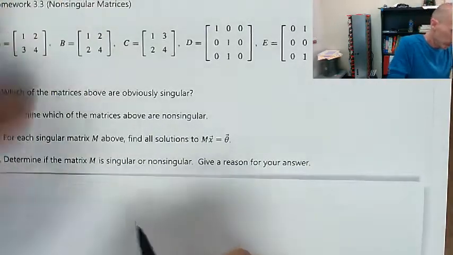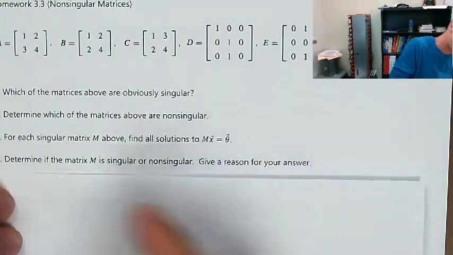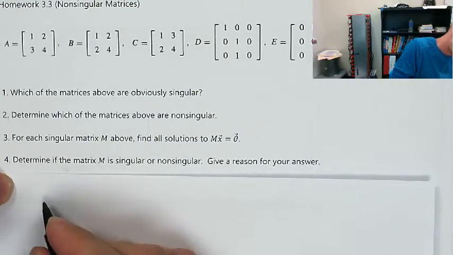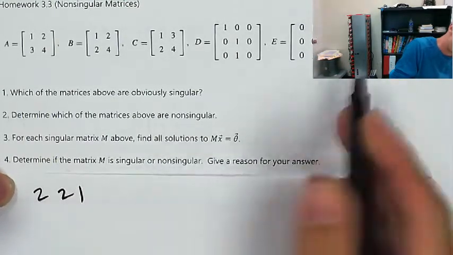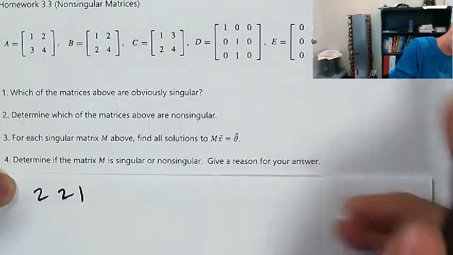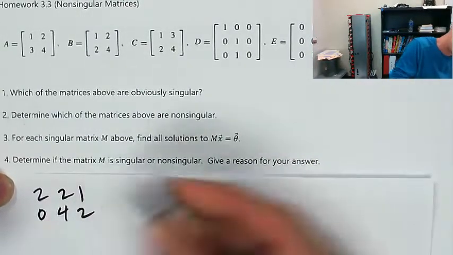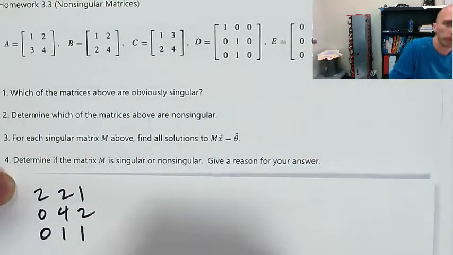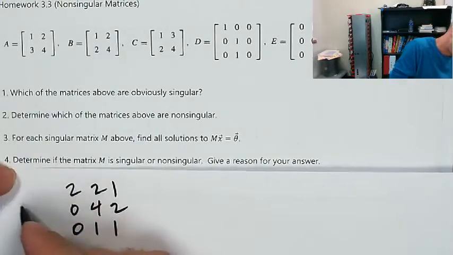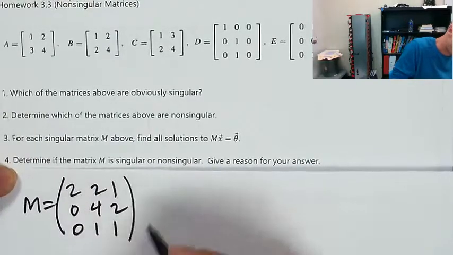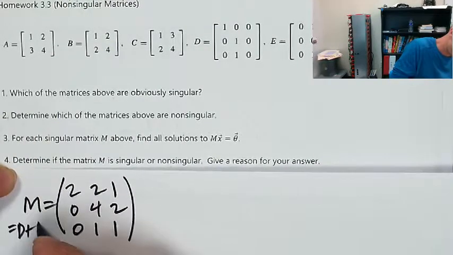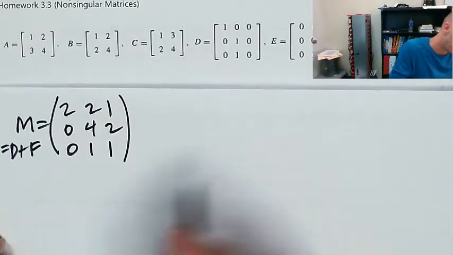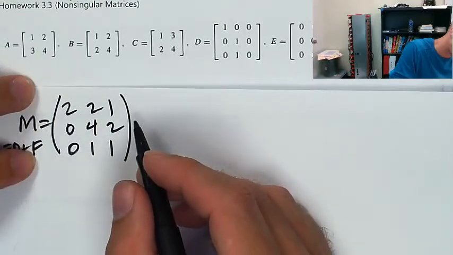So, all right, what am I doing? D plus F. Or no, yeah, D plus F. So it's going to be 2, 2, 1, 0, 4, 2, 0, 1, 1. Okay, that is D plus F. So what I'm going to do is investigate to see if this thing is singular or non-singular.